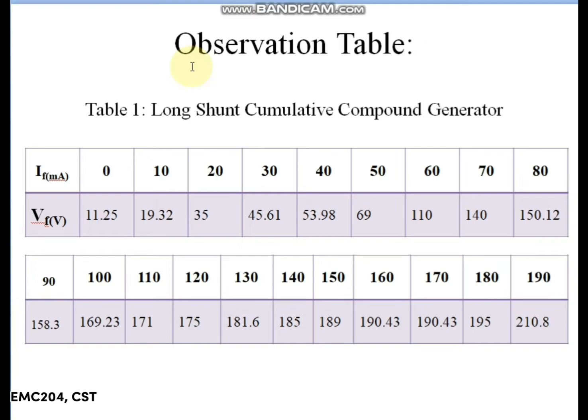This is the data that we have recorded from the experiment of long shunt cumulative compound generator. Here, when the field current is 0 milliampere, the field voltage is 11.25 volt, and when the field current is 10 milliampere, the field voltage is 19.32 volt. As the field current increases, the field voltage also increases, and when the field current is 190 milliampere, which is the rated current, the field voltage is 210.8 volt.